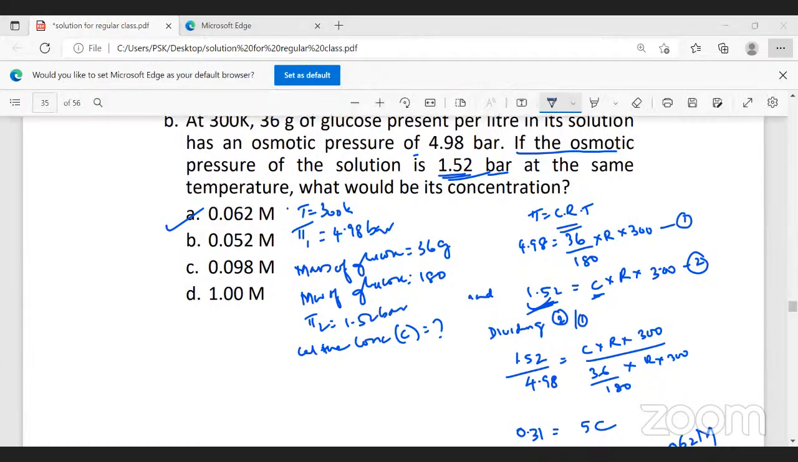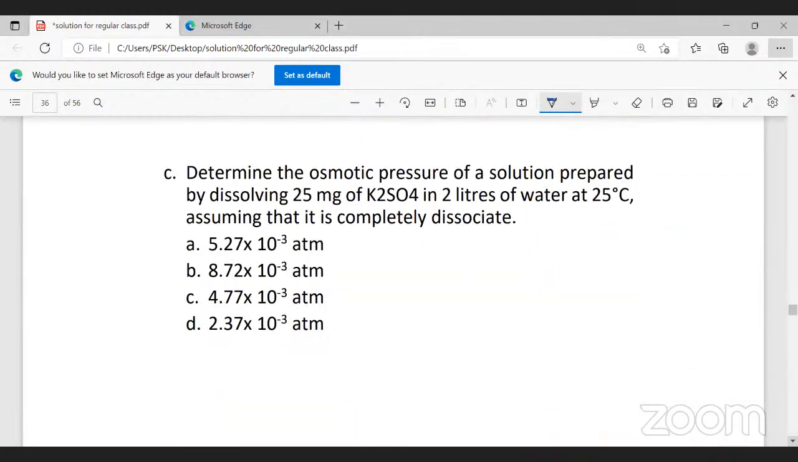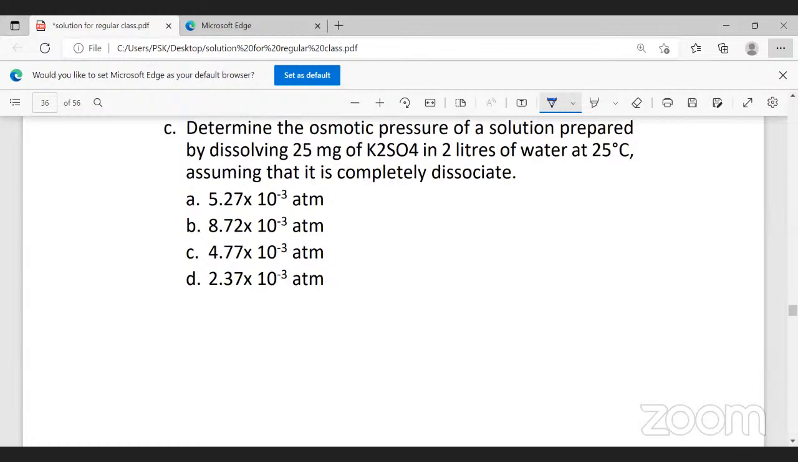Now, the next question. Determine the osmotic pressure of a solution prepared by dissolving 25 milligrams of potassium sulfate in 2 liters of water at 25 degrees Celsius, assuming that it is completely dissociated. So potassium sulfate, K2SO4, is dissolved. What is given? The solute is potassium sulfate, which is dissolved.